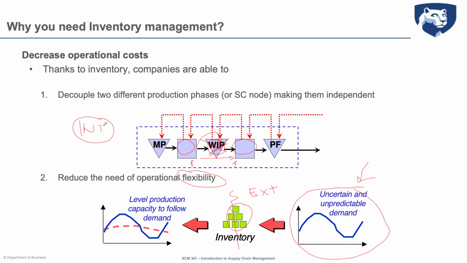So internally, inventory allows supply chain phases to be independent and so to use resources in a more optimized way, with more efficiency. Externally, inventory allows the supply chain to manage demand and uncertainty in a more efficient way by decreasing the need for operational flexibility. And so again, it's a cost saving which decreases the operational cost. So in this case, you are acting on the efficiency side.